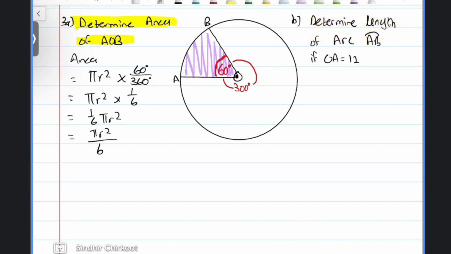Okay. Because like I said, here we want the length of the arc AB. So the arc is essentially this. This is the arc that we worried about. I should maybe try and draw that a little bit better. So that is the arc that we are worried about, AB. And they say that OA is equal to 12. So OA is equal to 12 units. So that means OB would also be equal to 12 units.